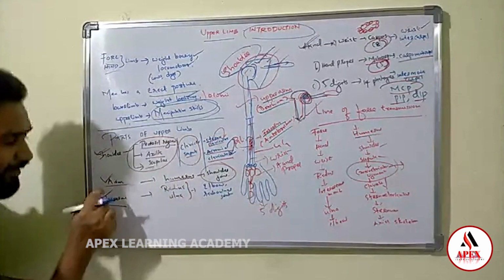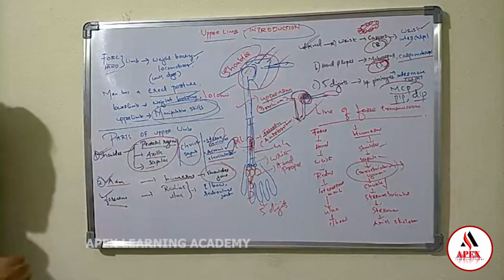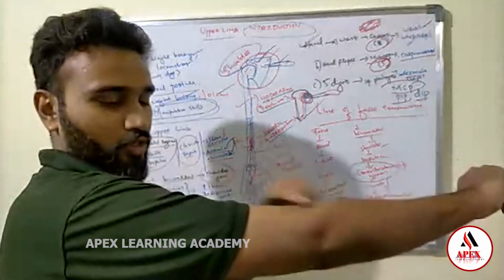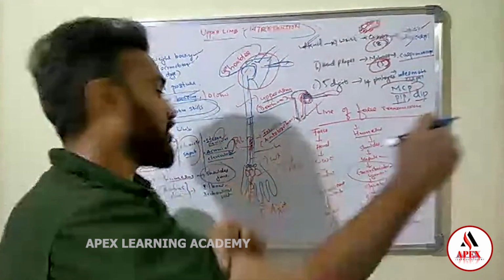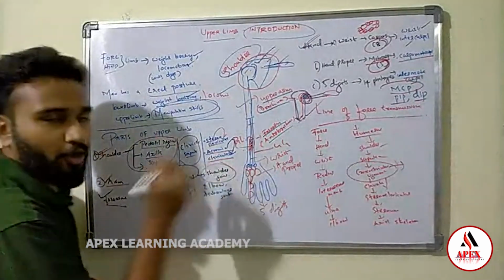Okay, first one completed. So let's discuss the second one. The second one is the arm, that is this region. We know that the main bone present here is the humerus, and the joint is the shoulder joint.